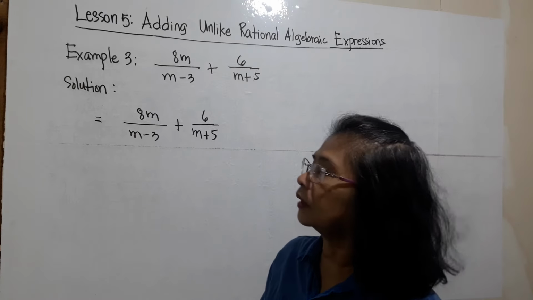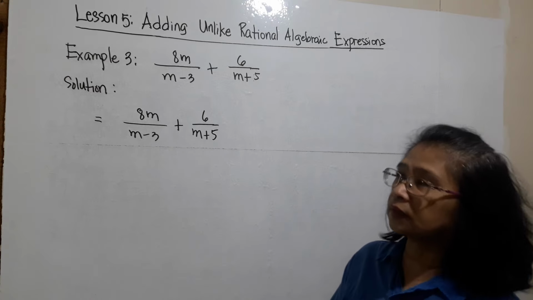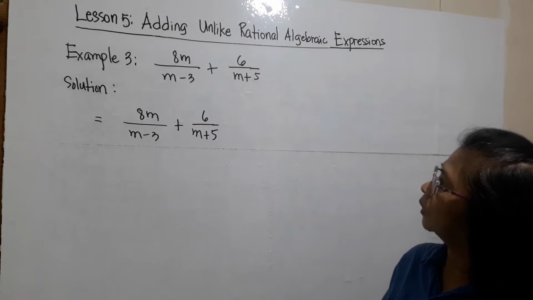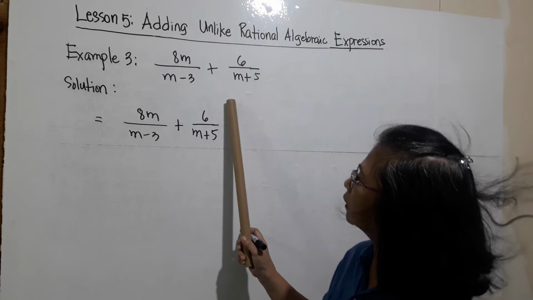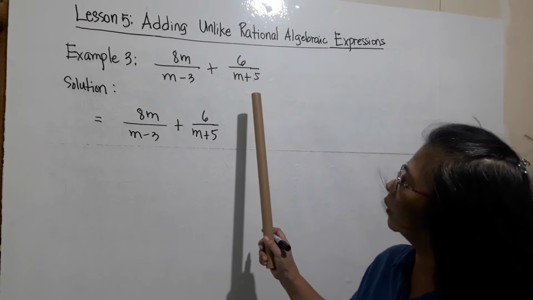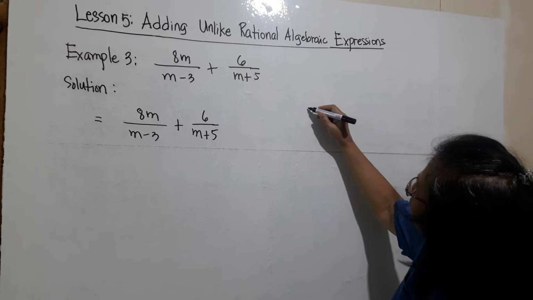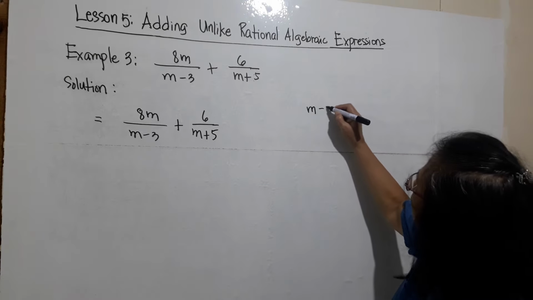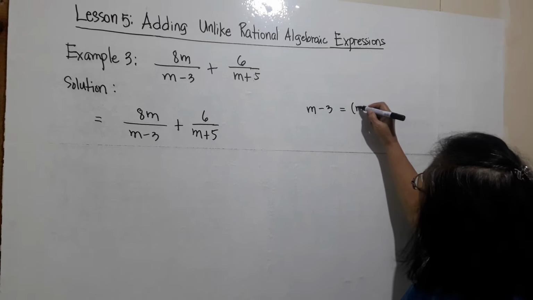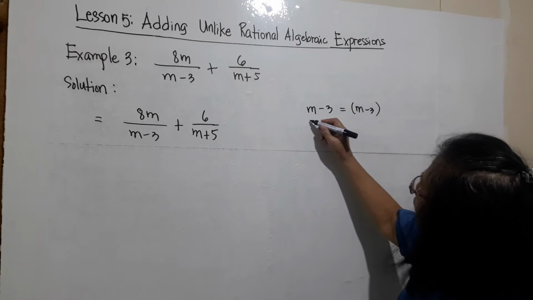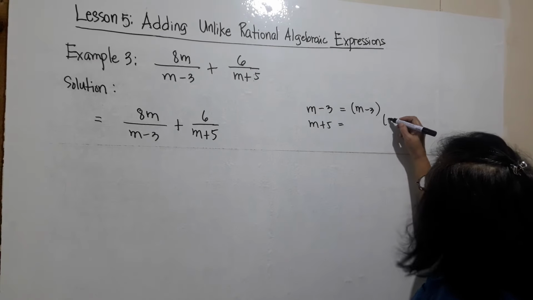Example number 3: 8m over m minus 3 plus 6 over m plus 5. The denominators are not the same, so we need to look for the LCD first and use the LCD as the new denominator. The denominators are m minus 3, which is already in simplified form, and m plus 5, which is also in simplified form. We just write it this way.